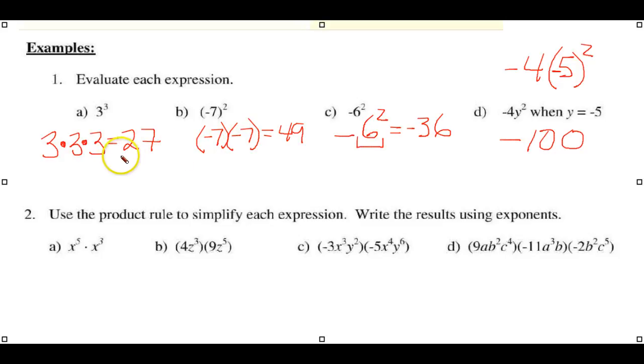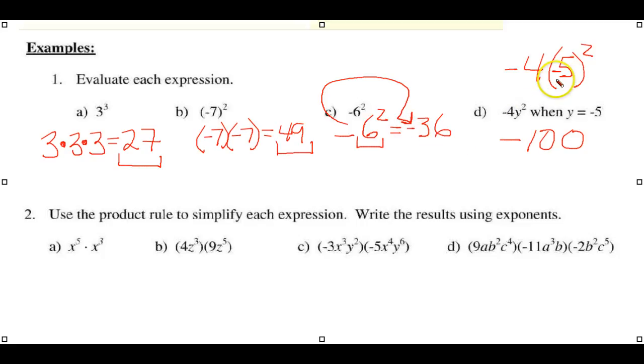So how'd you do? 3 to the third power is 27. Now because the base is a negative 7, it's negative times negative, makes it a positive 49. Now here you have to be careful. The base is just the 6, not the negative 6. So we square the 6, get 36, and then we apply the negative sign.